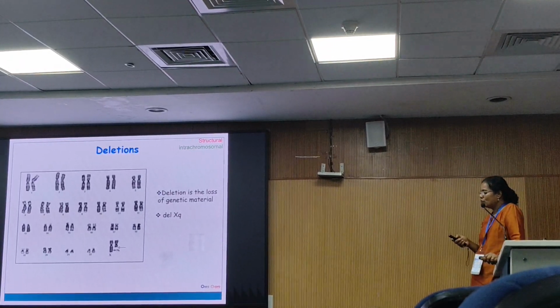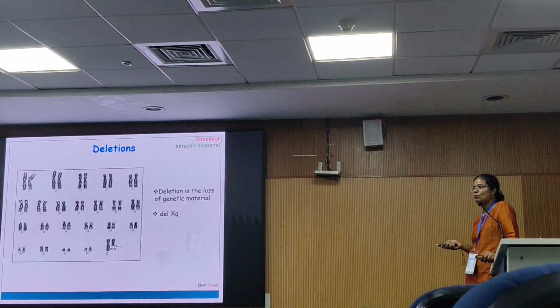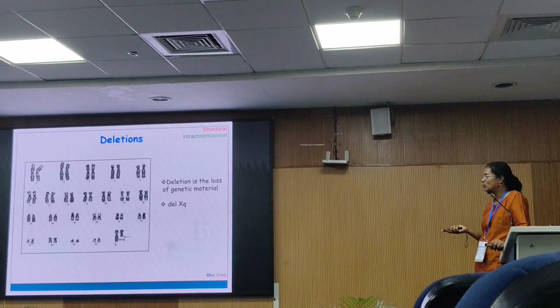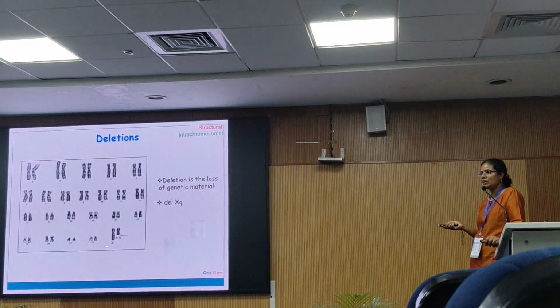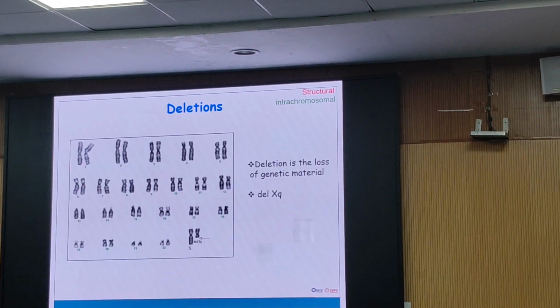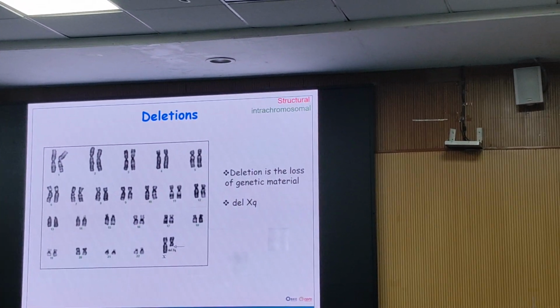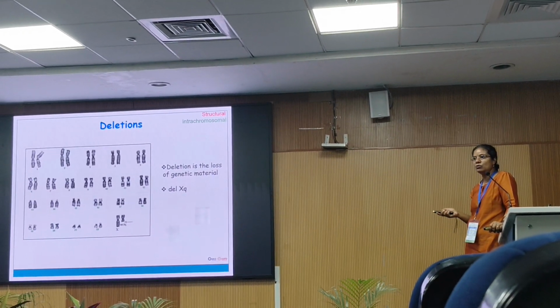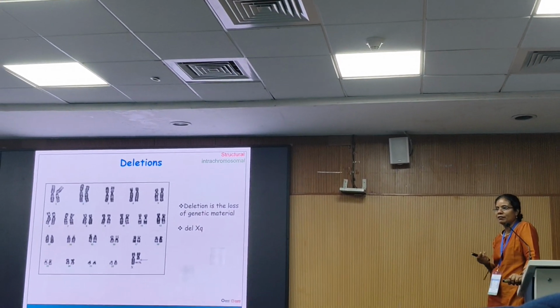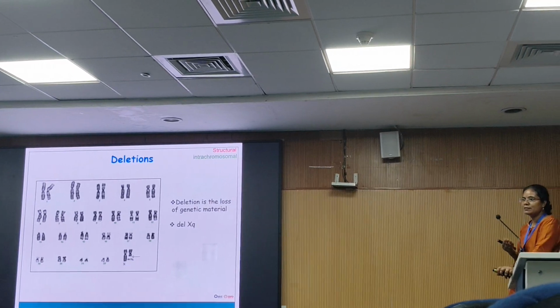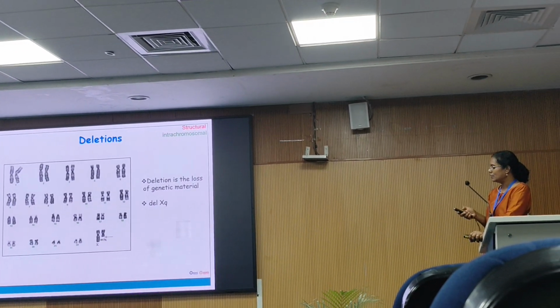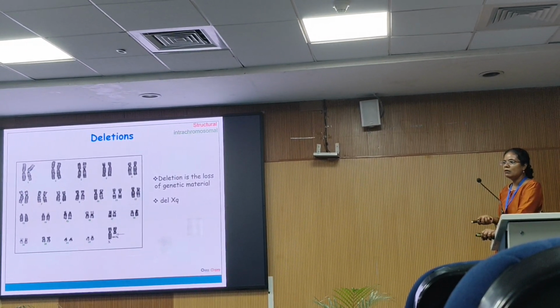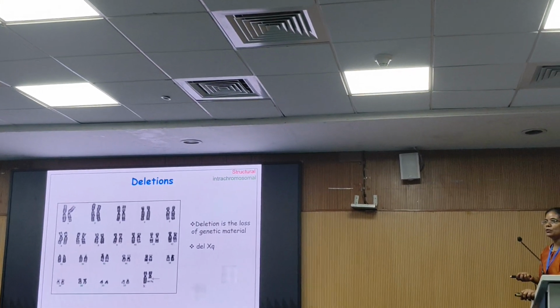Deletions are the loss of any part of a chromosome, part or a band or an arm of a chromosome. And here this is an example of a deletion, XQ region. So this is a variant of Turner's syndrome. Usually if there is a bigger deletion like this which is happening in autosomes, it will not survive because there will be so much imbalance with the genome. It either leads to a phenotype or it will be aborted. It will not come to term at all.